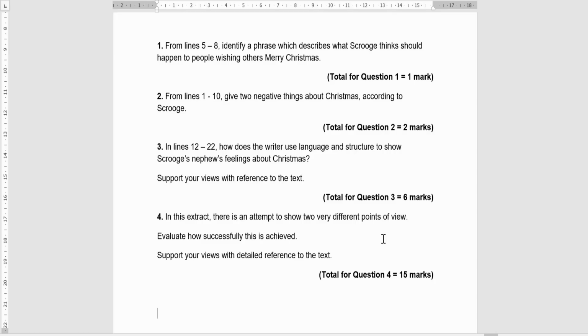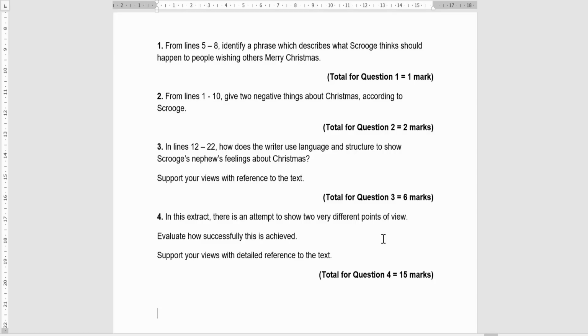So, first thing I would say is that when the examiners are looking at this particular task, what they are trying to do is reward responses that evaluate how successfully the purpose of something is achieved. So you're going to get a statement. So this time it is, in this extract, there is an attempt to show two very different points of view. Evaluate how successfully this is achieved. So we're looking to award you marks based on your understanding and the argument that you can put forward regarding how successful or unsuccessful the writer has been in terms of conveying what is in the statement.